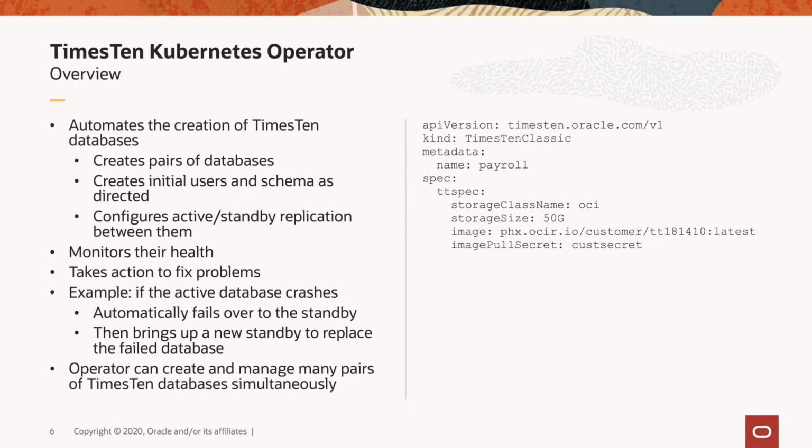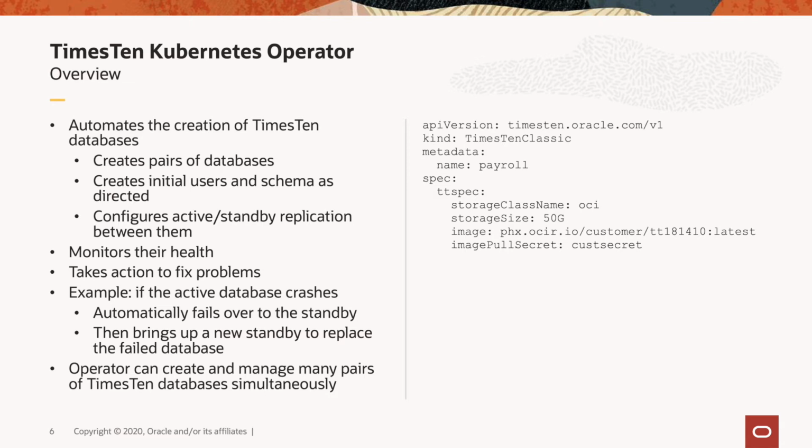After that, of course, the TimesTen Kubernetes operator can then bring up a new standby database running in a new container in a new pod to replace the failed one, returning your environment to a highly available configuration. And the Kubernetes operator can do this for many pairs of TimesTen databases simultaneously. You can install the TimesTen Kubernetes operator into your Kubernetes cluster one time and have it manage as many pairs of TimesTen databases as your environment requires.